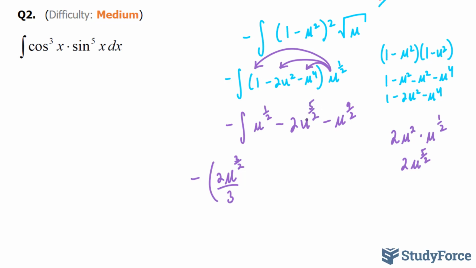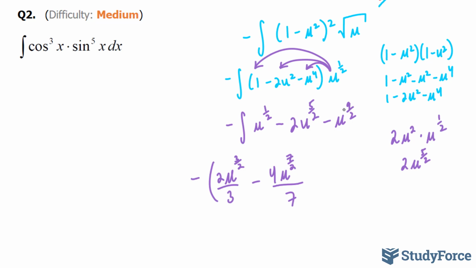Next, I have to add 1 to this. 1 plus 2.5 is equal to 3.5. So I have minus 2, and 3.5 as a fraction is equal to 7 over 2. Now if you don't know how to do that, you can use your calculator. U to the power of 7 over 2 times 2 over 7, and this becomes a 4 at the top.